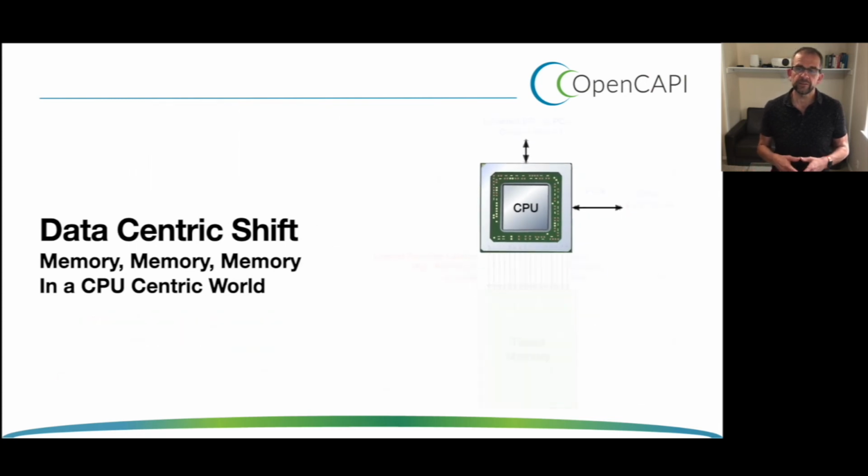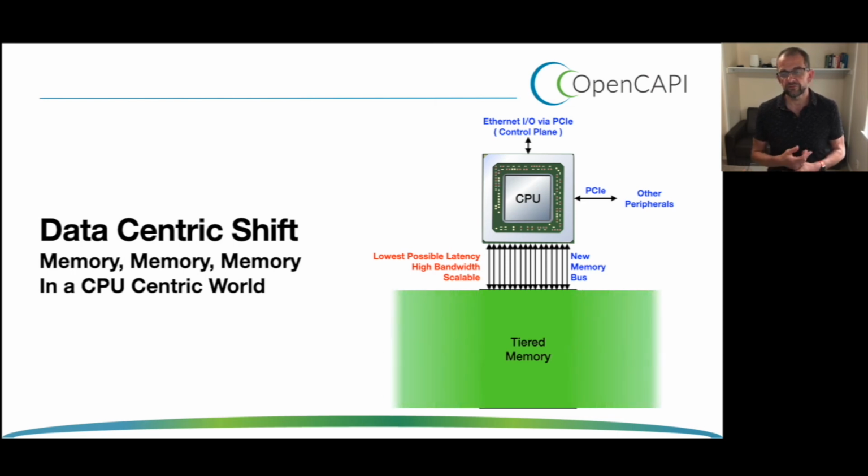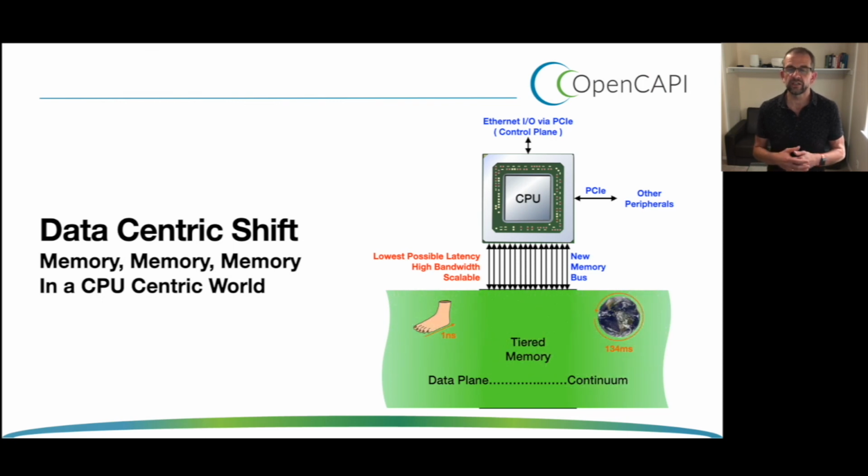So ideally, we'd like to converge these memories and put them all together into a tiered memory infrastructure on one new memory bus. And we need to get the best of all: the performance we need is the lowest possible latency still, high bandwidth, and really scalable. And we shouldn't forget that the memory does not exist at a single point. It is certainly a data plane continuum: 1 nanosecond per foot to 134 milliseconds for light to travel around the world. So we need to take this into account in our system, in our data-centric world.